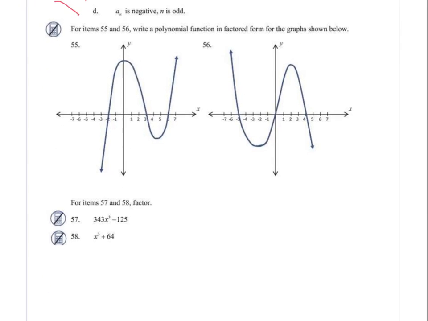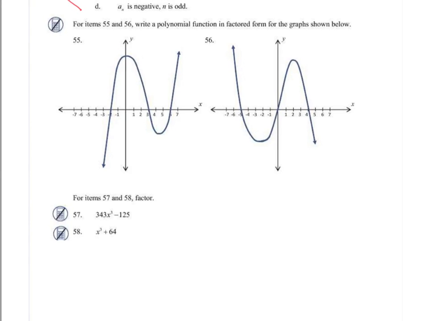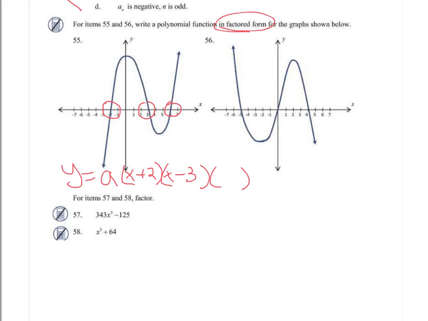Okay, so now for 55 and 56, what is really nice is they say write your polynomial in factored form. So I don't have to multiply it to standard form. But what we have to take into account is I don't know the leading coefficient. So I'm going to leave an a in the spot for whatever the leading coefficient may be. Now we can see all the x-intercepts on the graph. So they're going to give us our factors: x minus negative 2, x minus 3, and x minus 6.